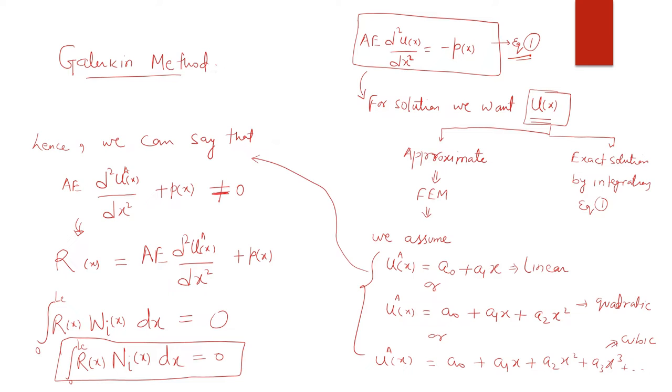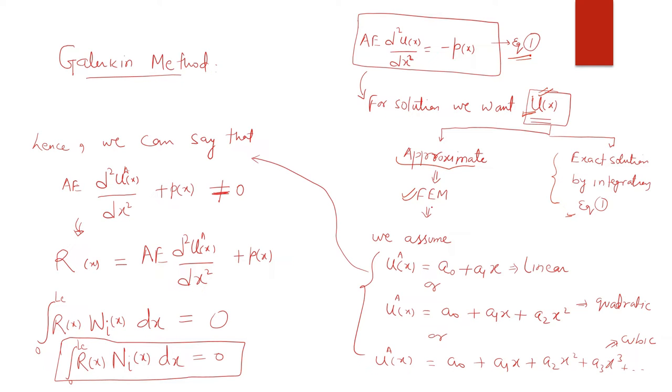Now for the solution, we want u of x, the axial displacement, because we have the governing differential equation. So this is our solution. How can we get this? One method is the exact solution by integrating equation 1 and applying the boundary conditions to find the constants. Another method is the approximate method, that is, the finite element method.